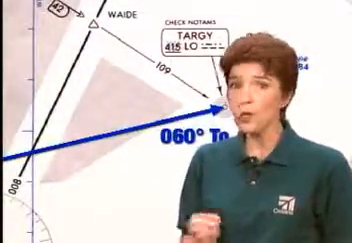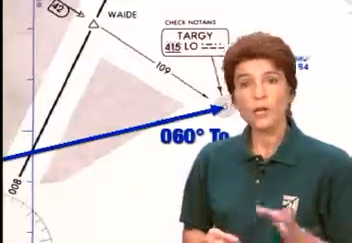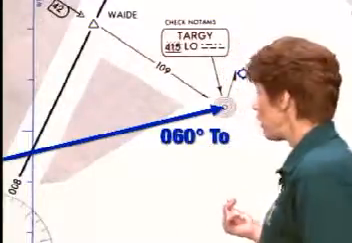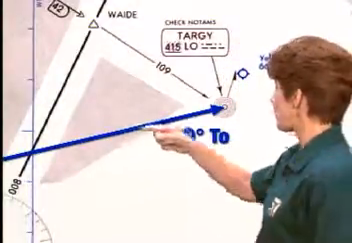So let's talk about how to intercept and track a bearing. Let's say ATC was giving you vectors to the 060 bearing to an NDB. But as luck would have it, you've lost communications with ATC, and now you need to get yourself to that 060 bearing to the NDB without their help. First of all, you'll need to know where you are in relation to that bearing.